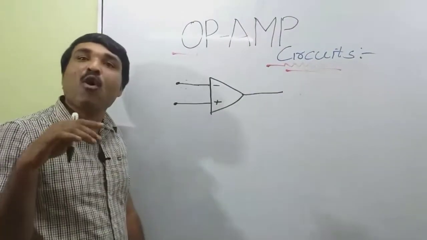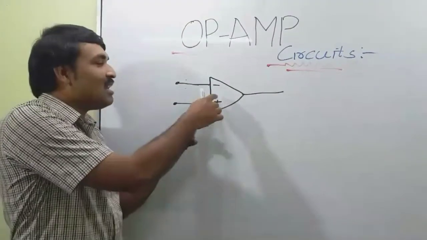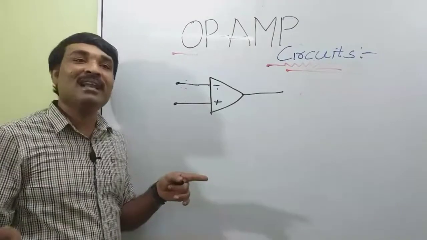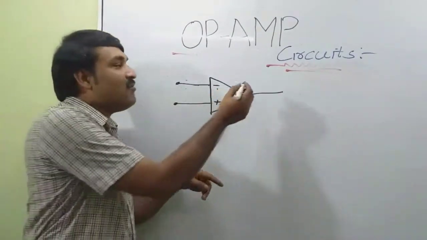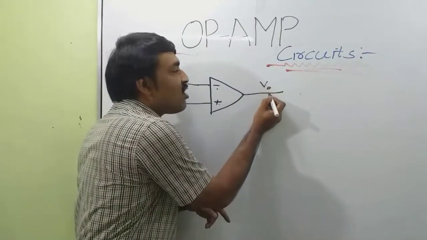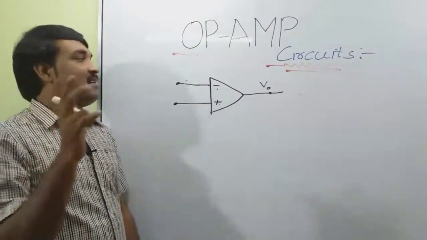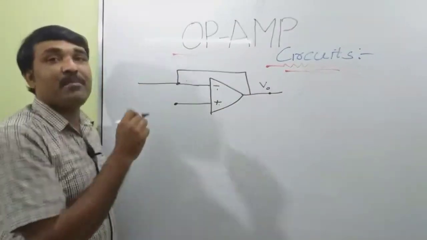This is a symbol for an op-amp. It has two input terminals, that is a minus terminal and a plus terminal. This minus terminal is the inverting terminal and this plus terminal is the non-inverting terminal, and we get the output here. This is the output terminal. Okay, and we have feedback. Suppose I am connecting in this way, this is a negative feedback.